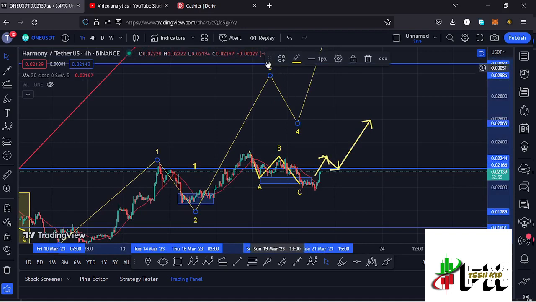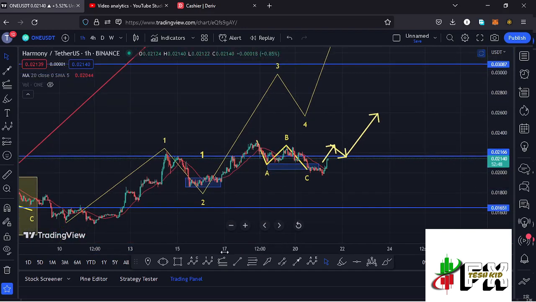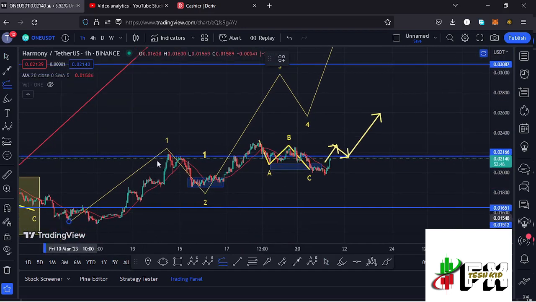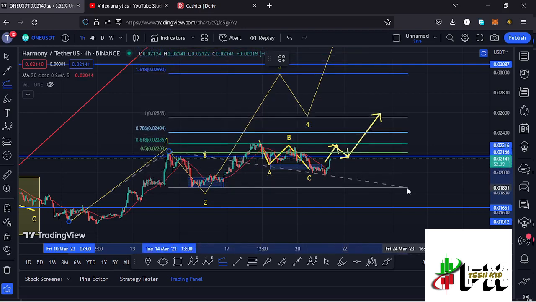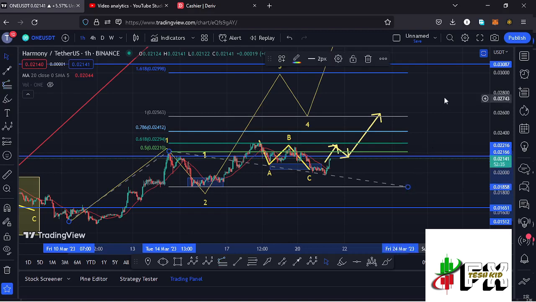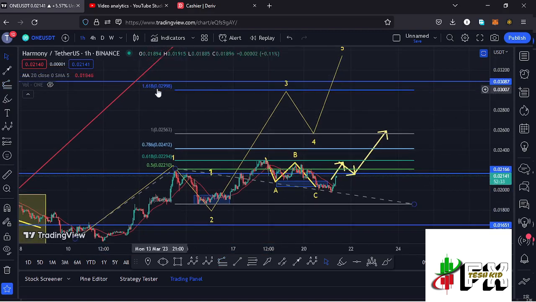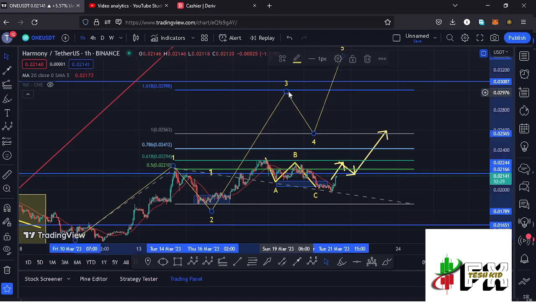Sketching out a target area to the upper side in the formation of this wave 3 by connecting the trend-based Fibonacci from the low of the first wave down there to the high of that wave 1, then dragging the fibs to the low of the second wave. That gives me a minimum target area to the upside in the formation of that wave 3 at the fib level 1.618, and that is at around the $0.02998 mark, and that is the minimum that I'm expecting that wave 3 to the upper side to do.